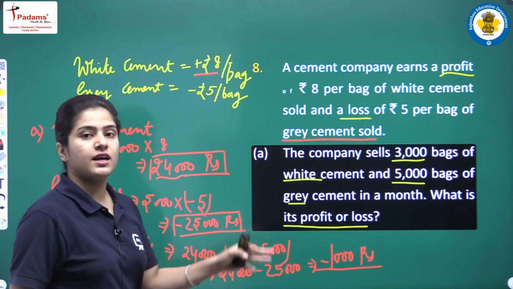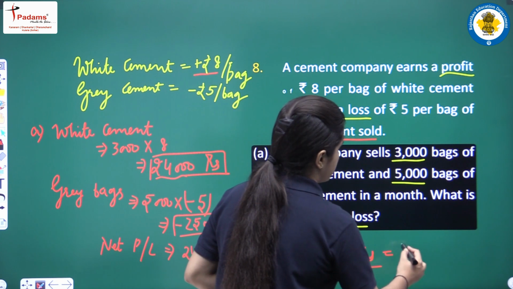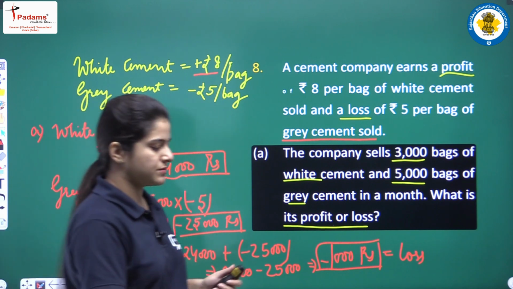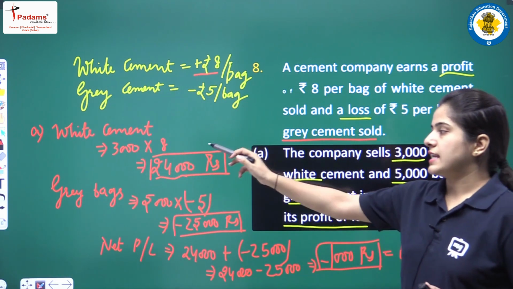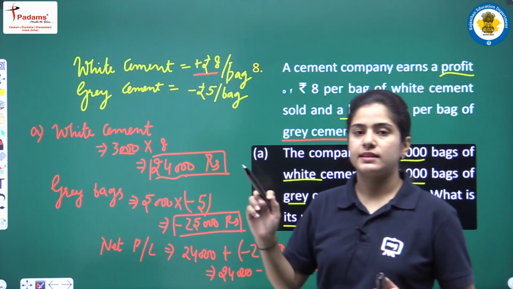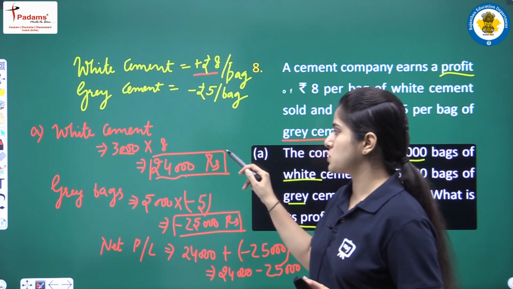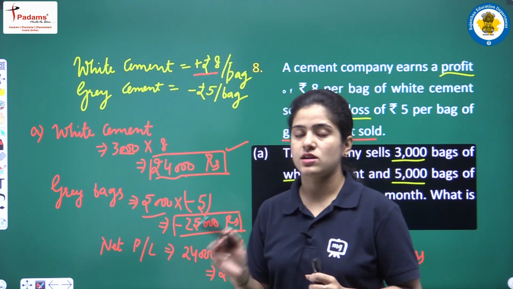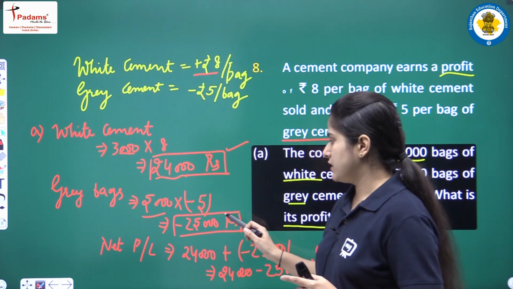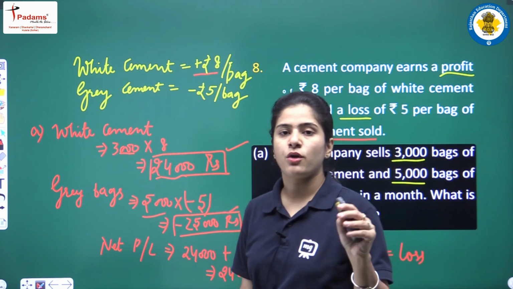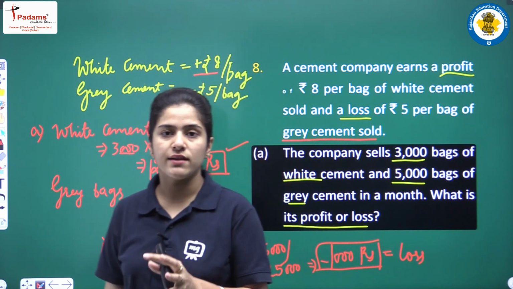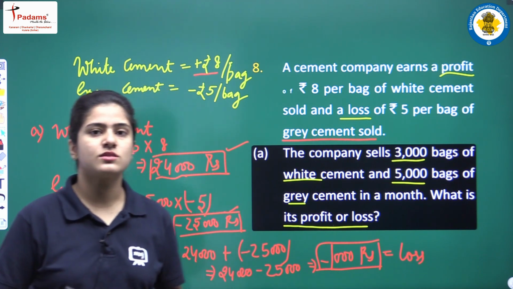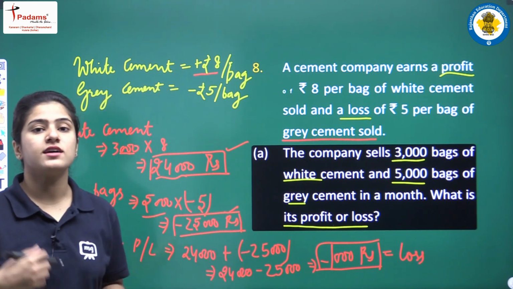So this is having a loss of 1,000 rupees. Okay students, so you can have a look also. In this they are selling 3,000 white bags, and for every white bag they are earning a profit of 8 rupees. So 24,000 rupees profit, and for selling 5,000 grey bags at a loss of 5 rupees per bag, they are having a loss of 25,000. So a profit of 24,000 and a loss of 25,000 will give you a loss of 1,000 rupees in total. Okay students, so this was your first part. So let's move to the second part now.